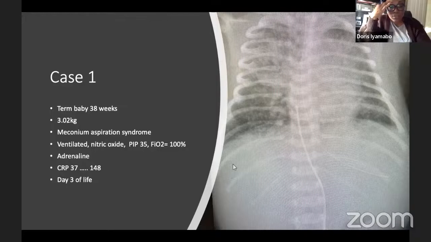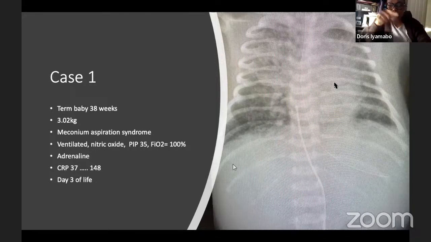When he came, we started adrenaline and continued nitric. His initial CRP was 37. There was really no history of sepsis from the information given. Mom was well, and there was no prolonged rupture of membranes, so it was a bit puzzling. But his CRP rose to 148. He was on benzylpenicillin and gentamicin. The scan was done at day 3 of life. His oxygen requirement had improved and came down to about 60%.